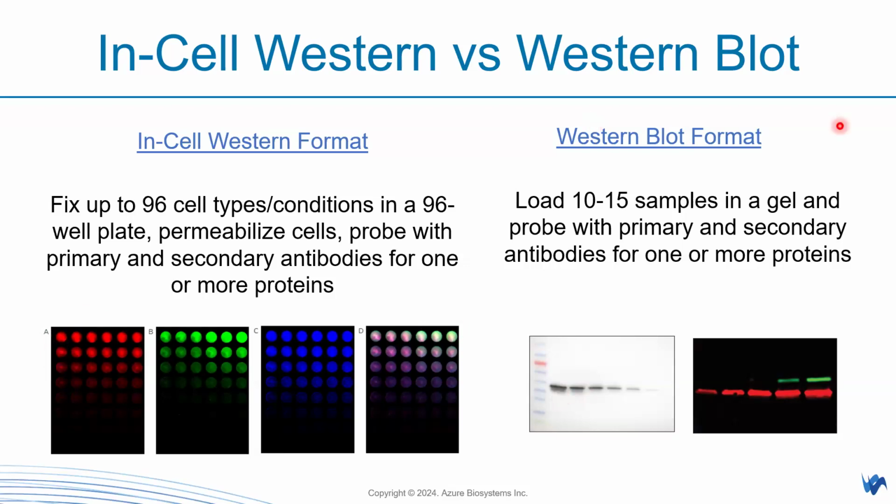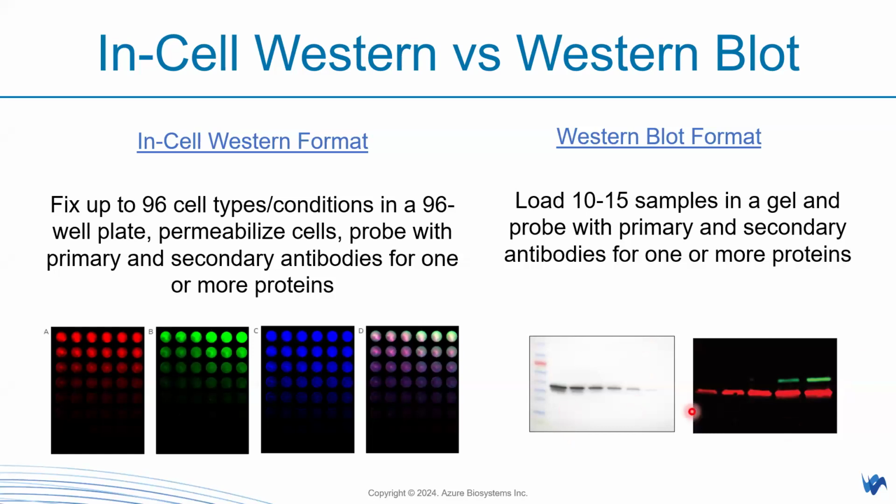So unlike the Western blot, where you have a membrane, either PVDF or nitrocellulose, where you load 10 or 15 samples in a gel, then you blot it, transfer it to a blot, and you probe with a primary and secondary antibody, and either detect one protein using chemiluminescence detection, or two or more using fluorescence detection, you are looking at them in an arranged manner.